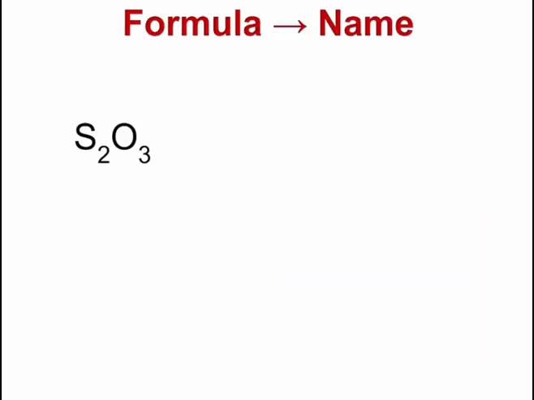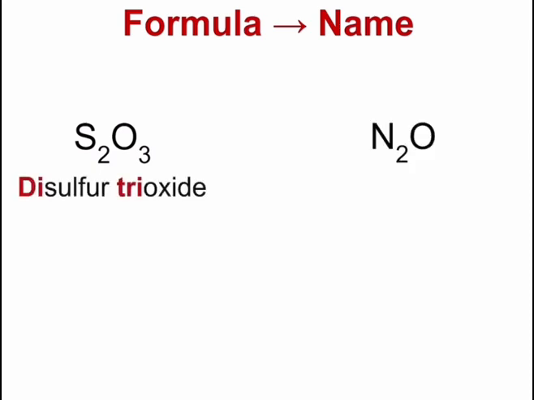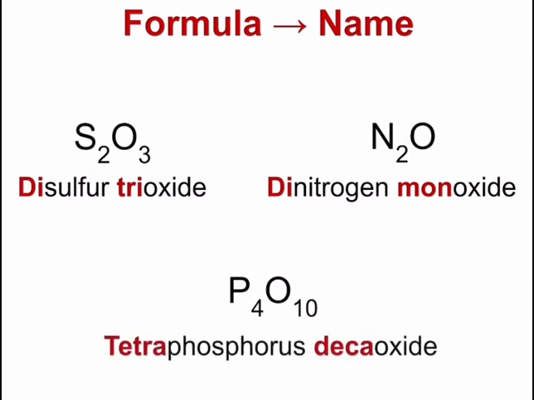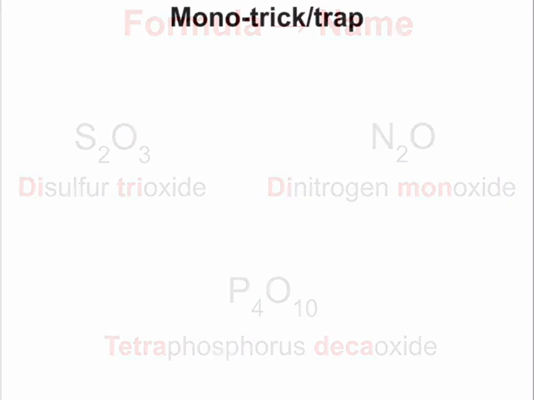Following the zigzag, disulfur trioxide. Don't forget the ending -ide. Dinitrogen monoxide. Once again, don't forget the ending. And once again, following the zigzag from the number to the element, to the second number and then to the element. Tetraphosphorus decaoxide.